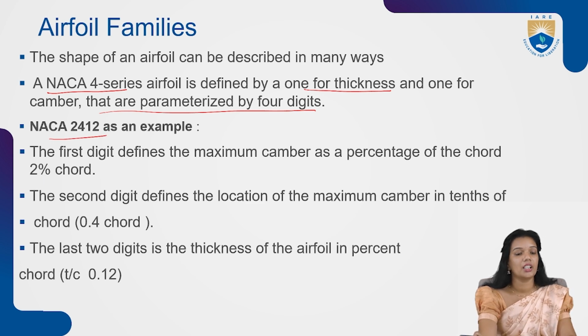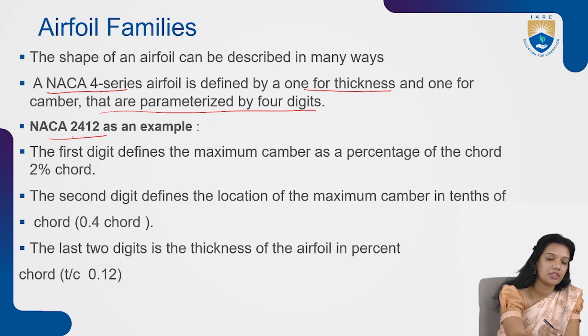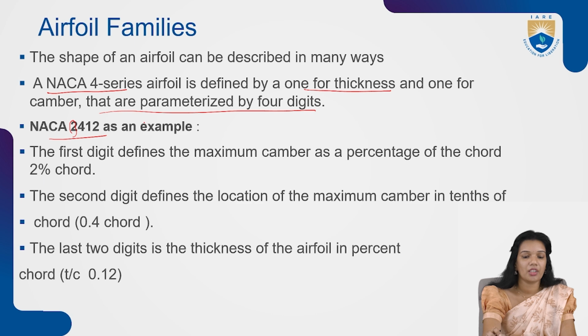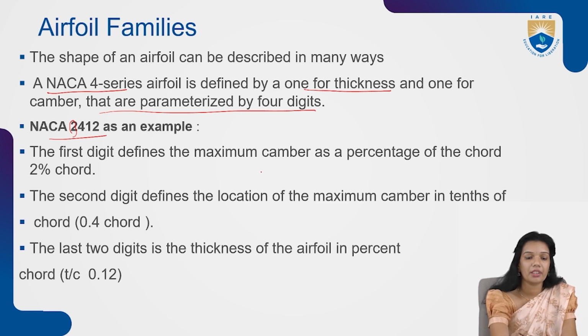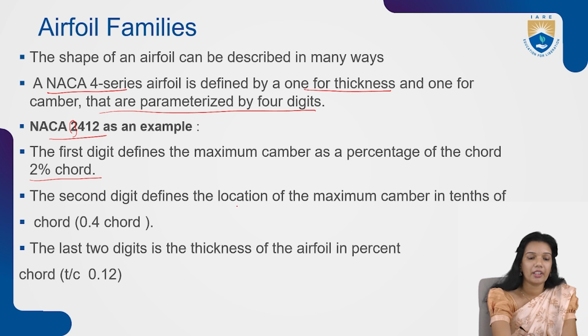So a NACA 2412, right? The last two digits are your thickness, the second is the location of the maximum camber, and the first defines the maximum camber as a percentage of the chord. So 2%, right? The second digit defines the location of the maximum camber in tenths of the chord, so it is 0.4, right?